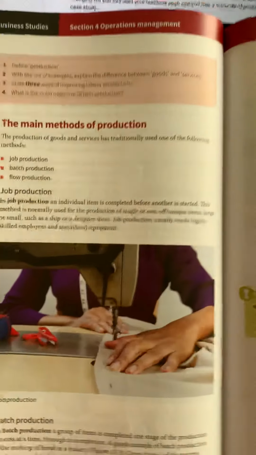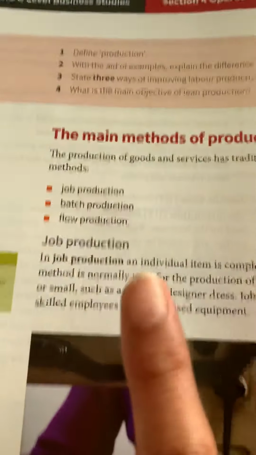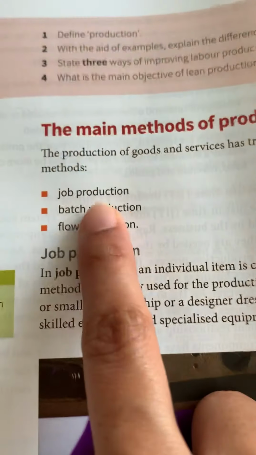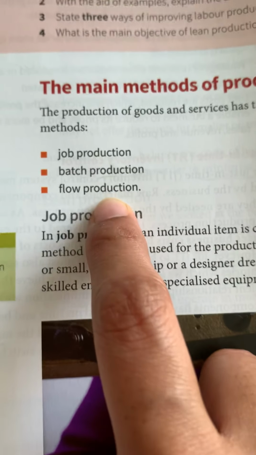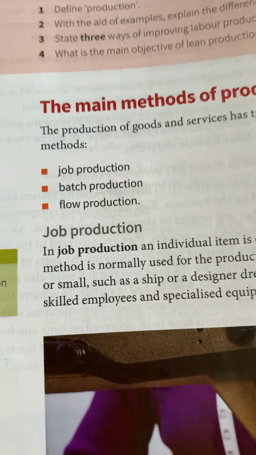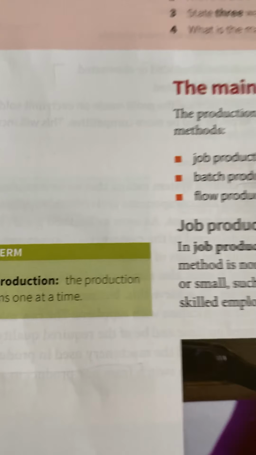Main methods of production are basically the most important subtopic in this chapter. The three types of main methods of production are job production, batch production, and flow production. Now we will see job production. Job production, the production of items one at a time.